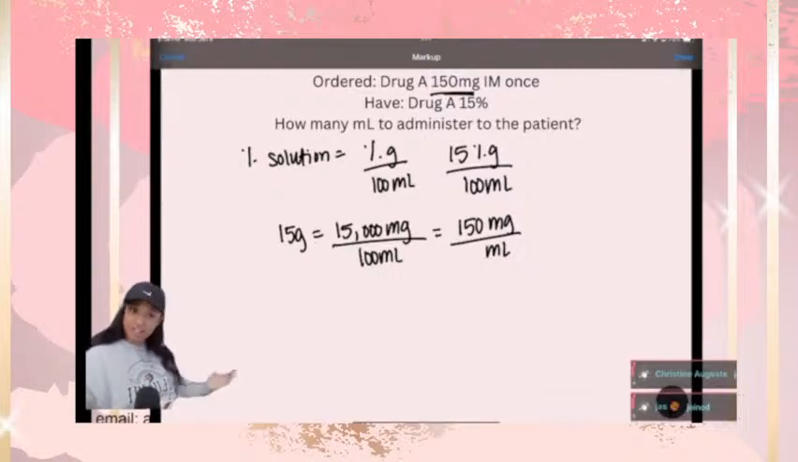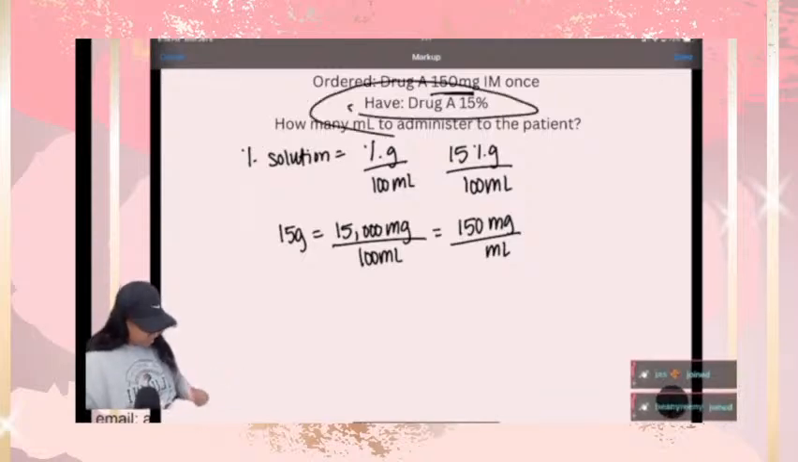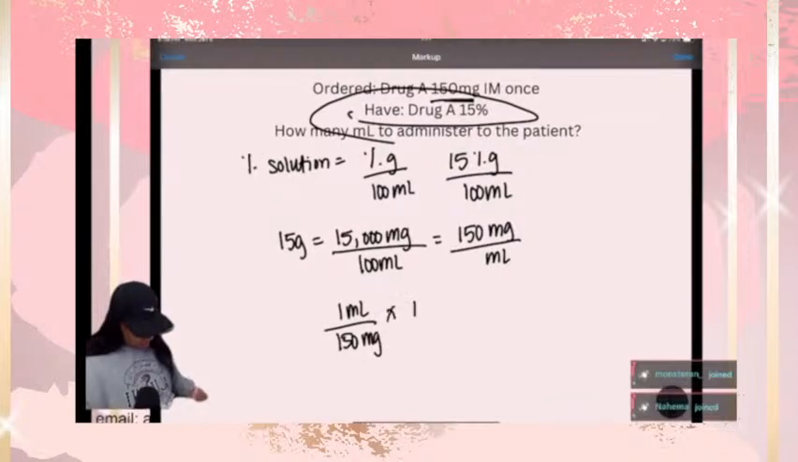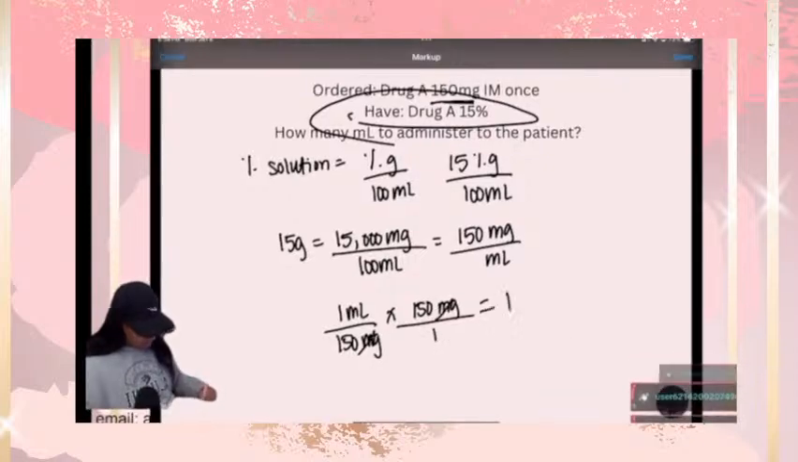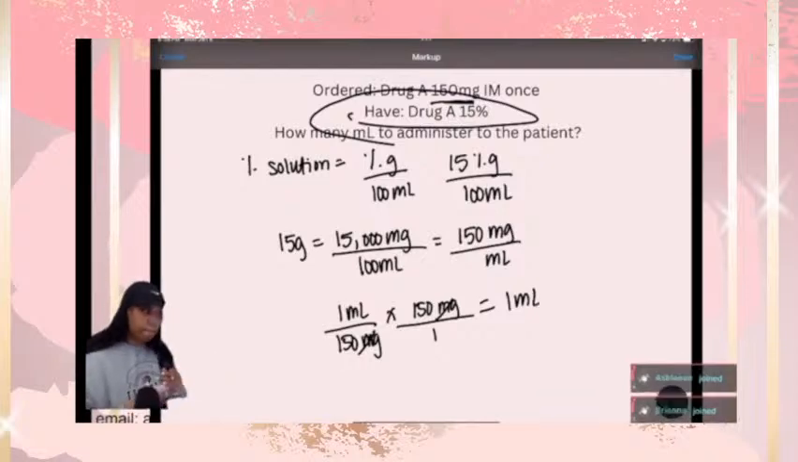That's something familiar now, right? Because you can't use this in a problem and just solve it. You have to have your concentration. So that's how you find it. Now that you found you have 150 milligrams per mL and you're ordered 150 milligrams, that crosses out, and so you give your patient 1 mL.